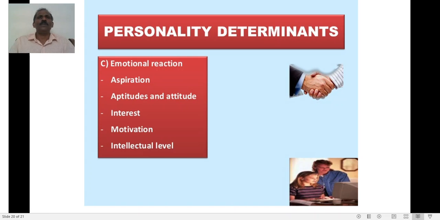Then the language. You can see how certain languages are very smooth and some are harsh, looking very hard, and depending upon the language which they speak, we can identify. I say language has a strong influence on one's personality.